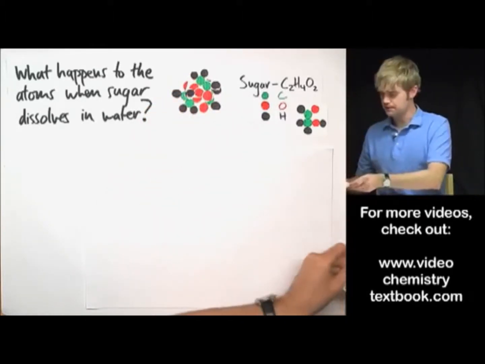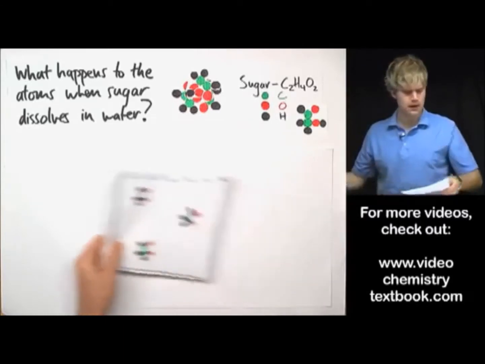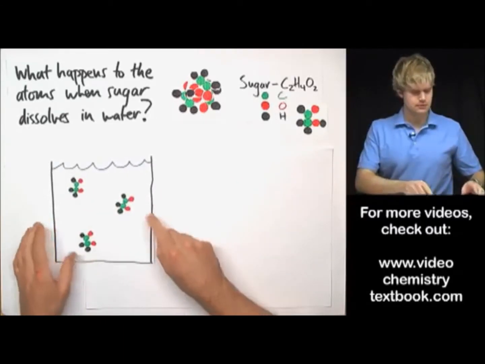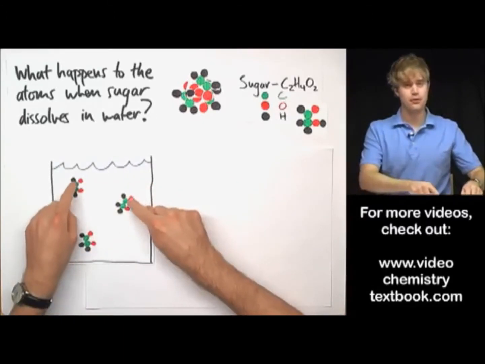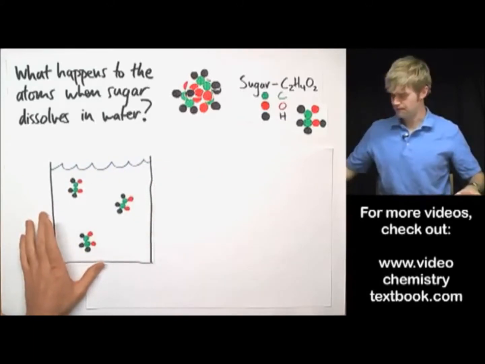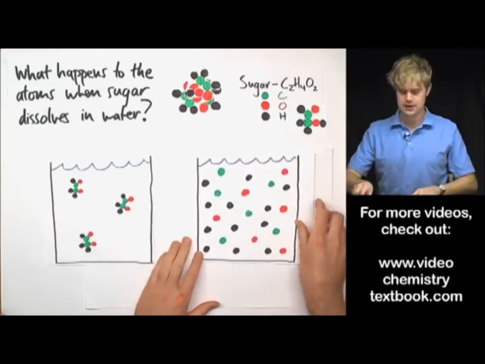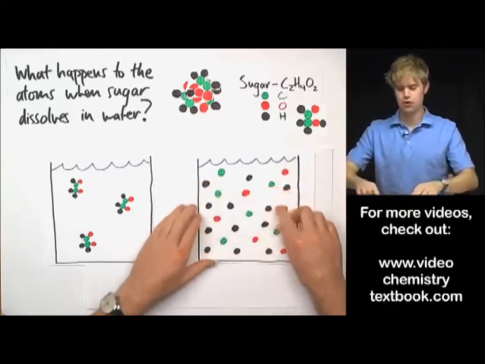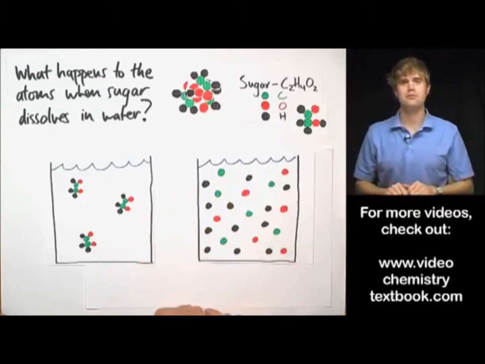Here are 2 choices, okay? Does it look like this, where the molecules have separated out and are floating around in the water? Or does it look like this, where the sugar has broken apart into all the atoms that make it up?